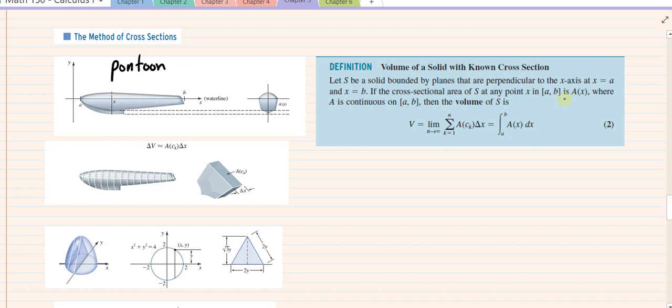And the cross-sectional area A(x), A is continuous on the closed interval. Then the volume of the solid is simply, again, the limit of the Riemann sums. It turns out to be the definite integral of the area of a cross-section times dx, which is the thickness.